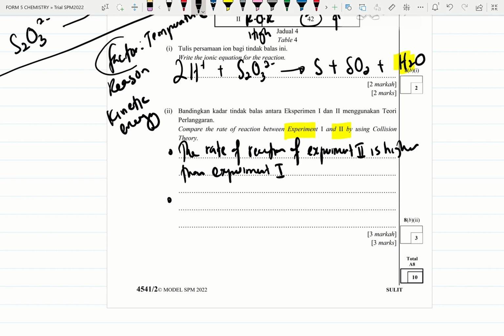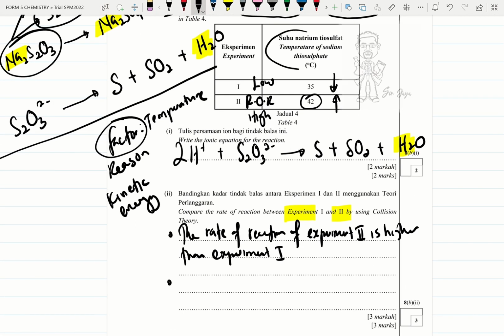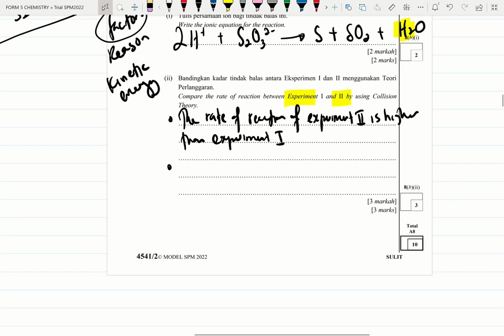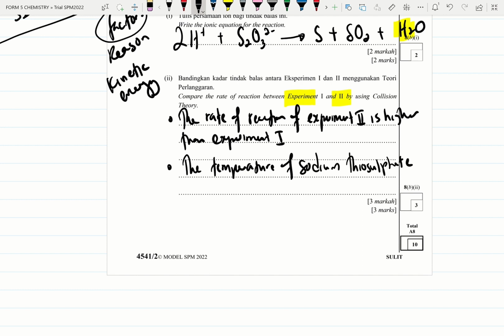Right, so next we go for the factor. The factor that affected is what? The temperature of sodium thiosulfate. Alright, the temperature of sodium thiosulfate in experiment 2 is higher. So we compare the temperature. So how to compare the temperature of sodium thiosulfate solution in experiment 2 is higher than in experiment 1.